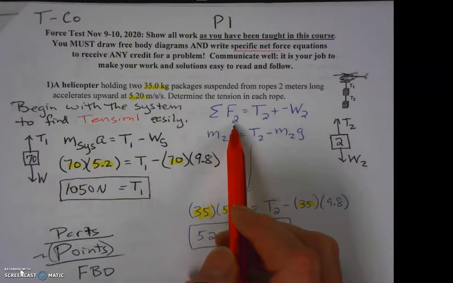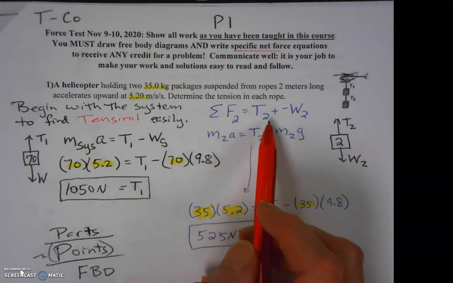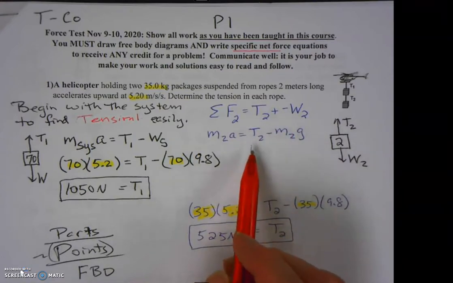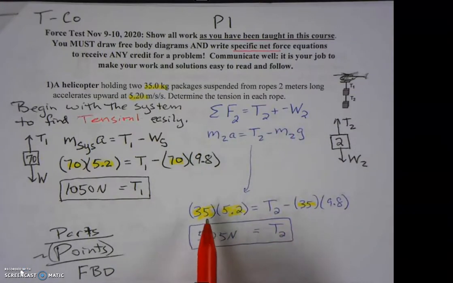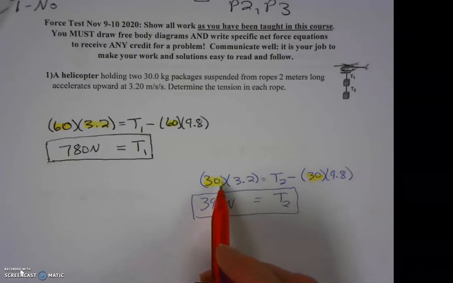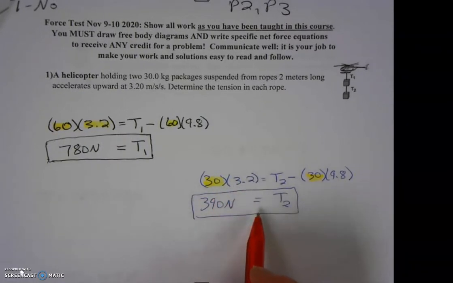So the sum of all forces on the lower box is tension 2 minus the weight of just the lower box. I move down here to have a little more room, put in the numbers, and I can find the tension in rope number 2. On another version of the test, the one with 30 kilogram boxes, you can see the answers here.